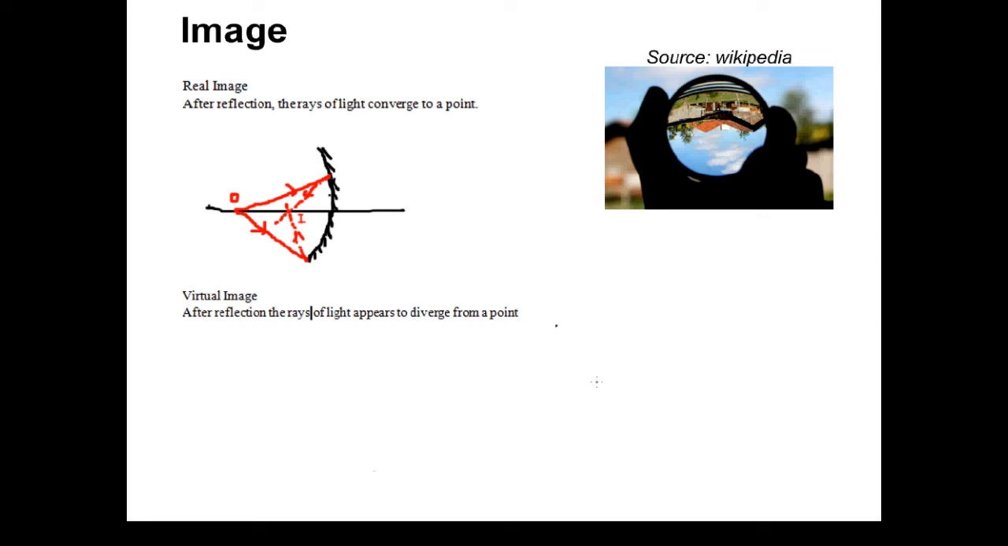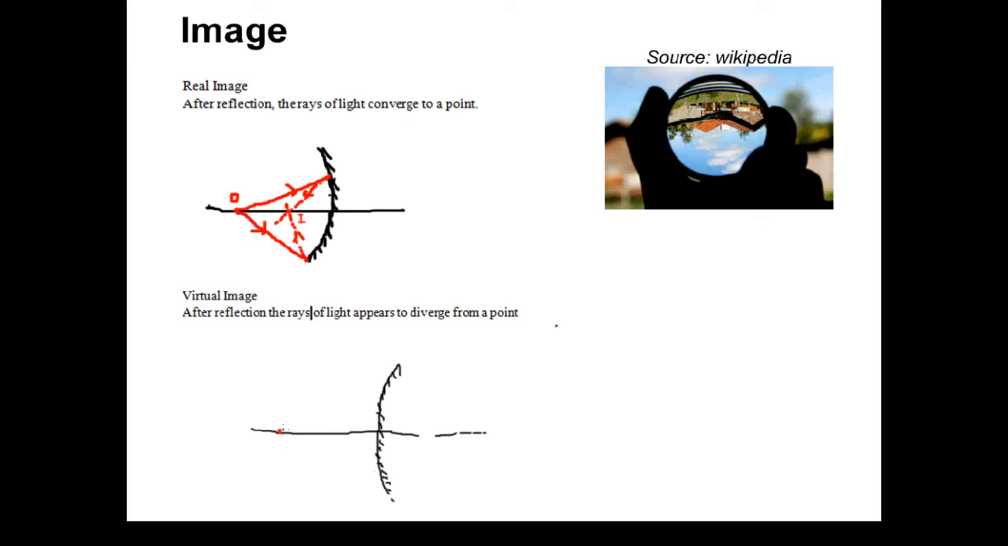Similarly, in case of virtual image, what it says is, after reflection the rays of light appear to diverge from a point. So let us see how the ray diagram will be. We are going to consider here a diverging mirror, that is a convex mirror. This is a convex mirror. This side it is silvered. Now I will consider one object. So here is the object.